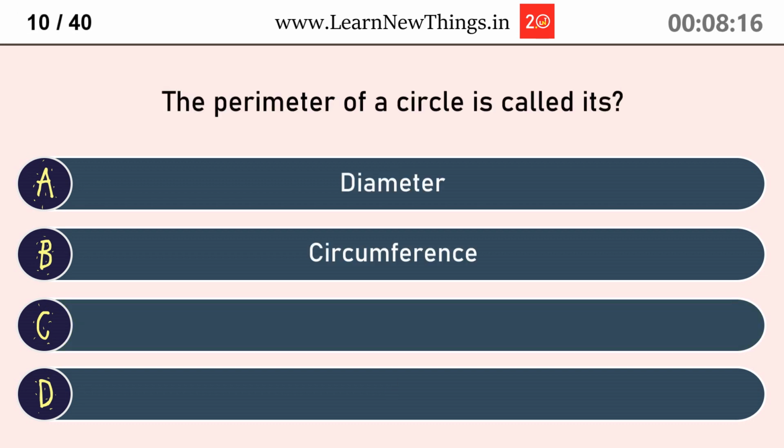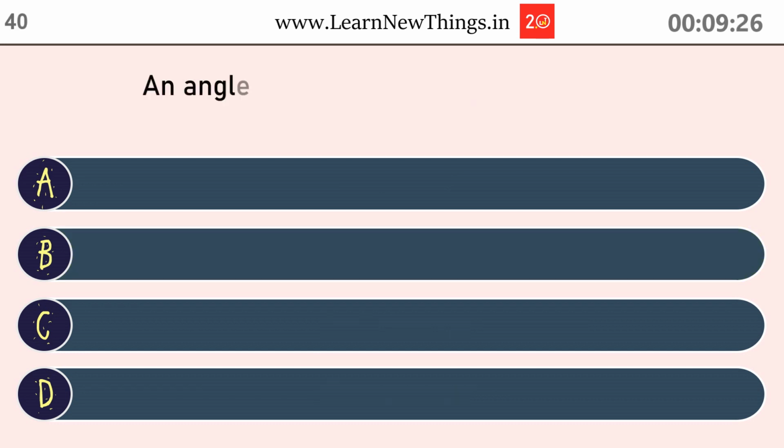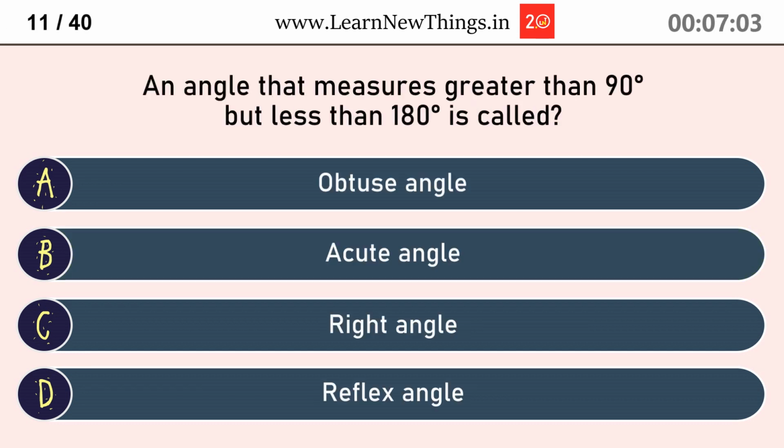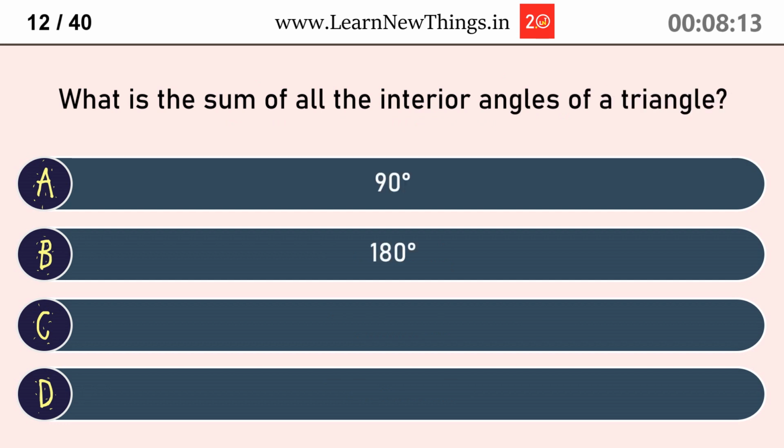The perimeter of a circle is called its circumference. An angle that measures greater than 90 degrees but less than 180 degrees is called obtuse angle. What is the sum of all the interior angles of a triangle? 180 degrees.